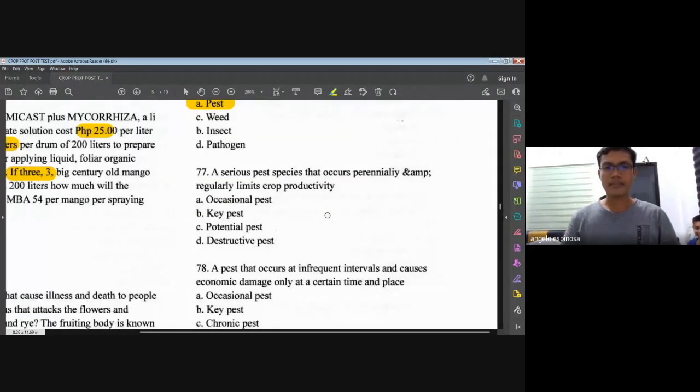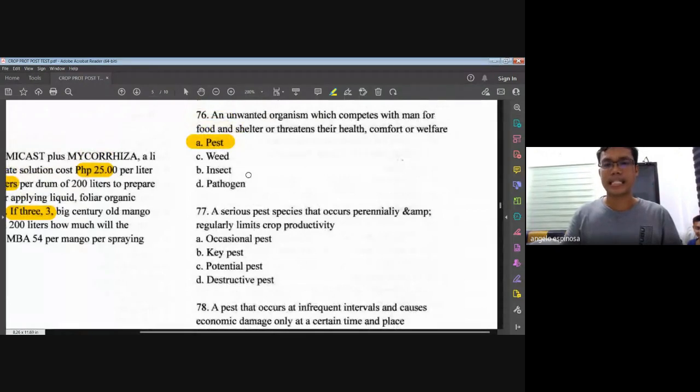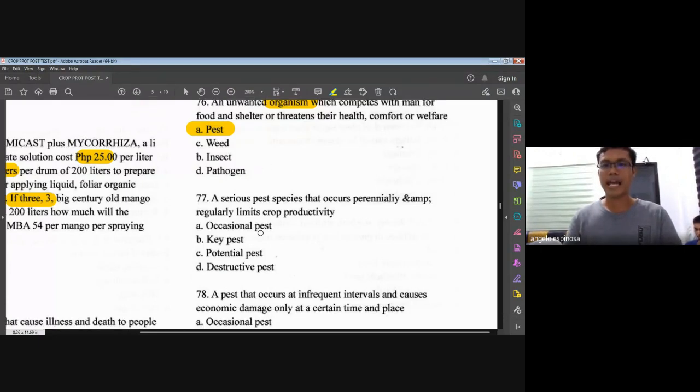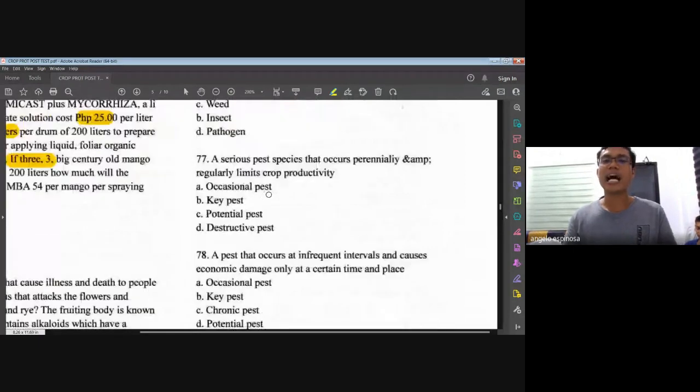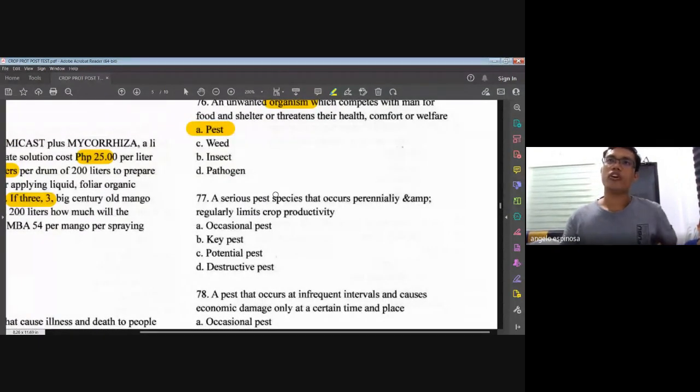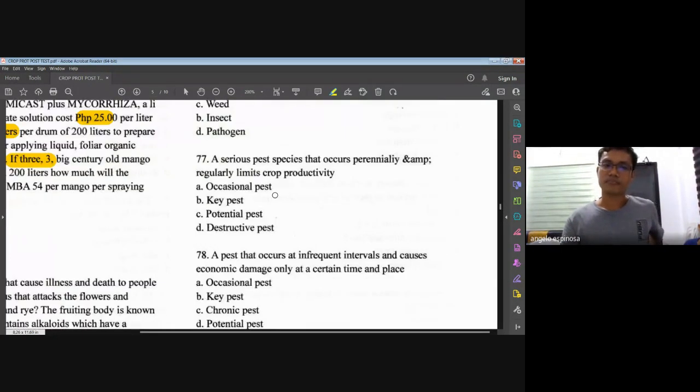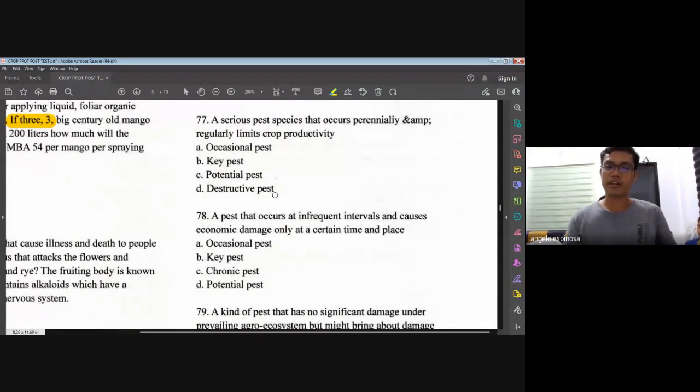Next, number 77. Actually, lahat naman ng choices na yan, they are unwanted. But they are referring to the unwanted organism which competes with the man for food, though weed can also compete with man for food. For shelter, it's not even helping. Pwede naman this, let's say, sa weed. And then threatens their health, comfort, or welfare. So welfare, hindi naman ang weed doon. So that is a pest. Sa health, talaga pest yan. Actually, hindi naman lahat ng weed are beneficial. Some of them are beneficial. Nakakatulong sa pagpababa ng high blood kasi puro kayo karne.